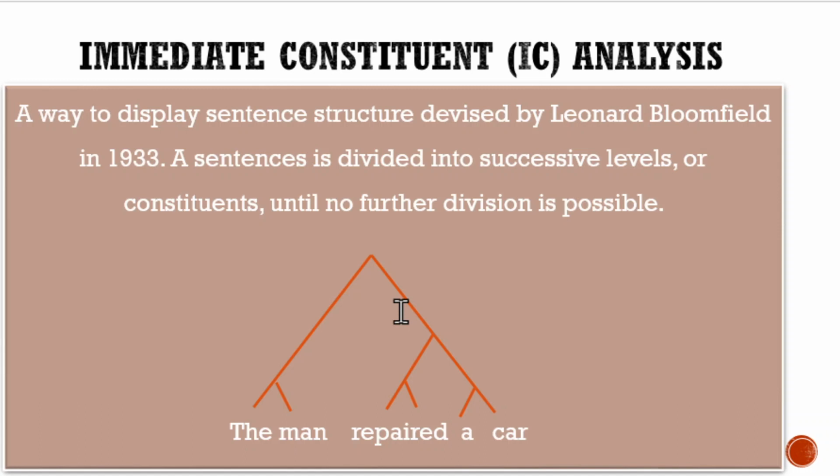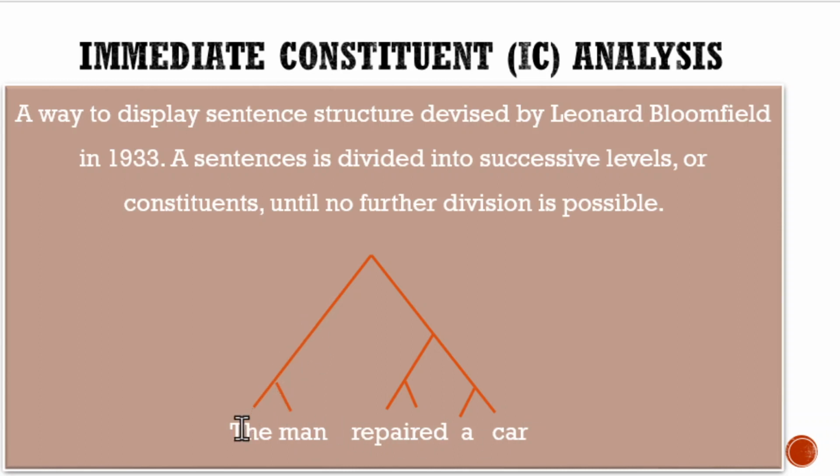The immediate constituent analysis is a way of explaining the structure of sentences. It was introduced earlier by Leonard Bloomfield in 1933. I have just made it very simple here with this diagram. Usually, IC analysis is shown using a tree diagram. It can also be shown in other ways. Here we have a sentence, we are going to analyze and look at the structure of the sentence. The man repaired a car. So we have divided it into two broad sections, the man and repaired a car.